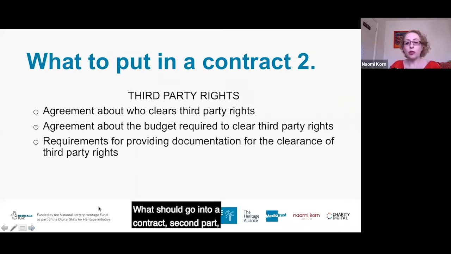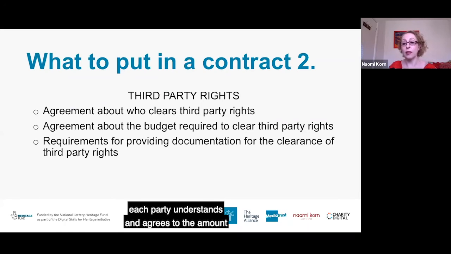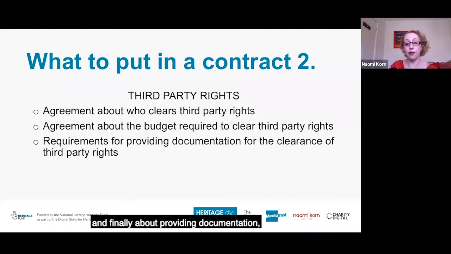What should go into a contract, second part, is third-party rights. It's about understanding who clears any third-party rights, making sure that there is budget, and making sure that perhaps each party understands and agrees to the amount that could be paid, and who negotiates what rights, and finally about providing documentation if such rights are cleared.